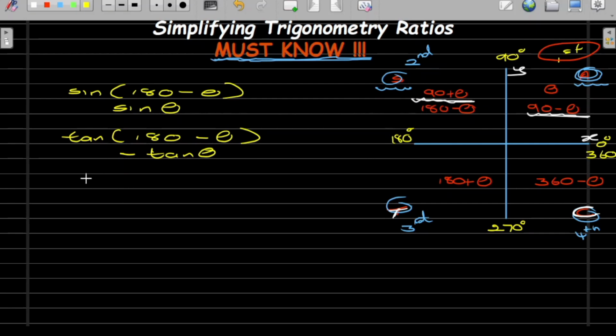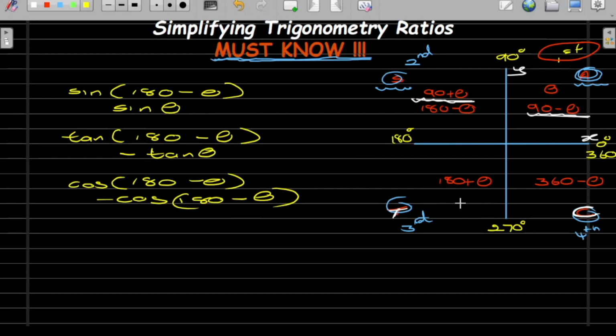In the second quadrant, now let us say you have cos. If you have cos 180 minus theta, when you reduce it, it has to be minus cos theta. So basically that's how it works. You guys know all this, right? And if you don't, then you are in trouble. You need to make sure that you know this.